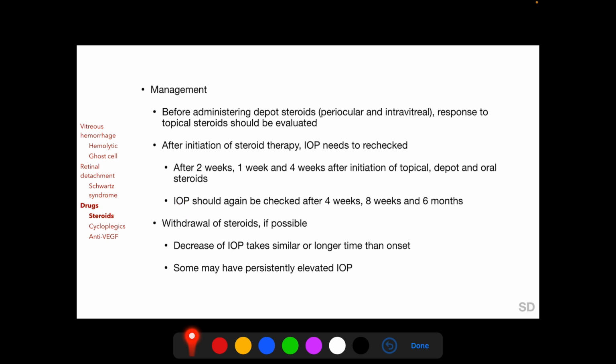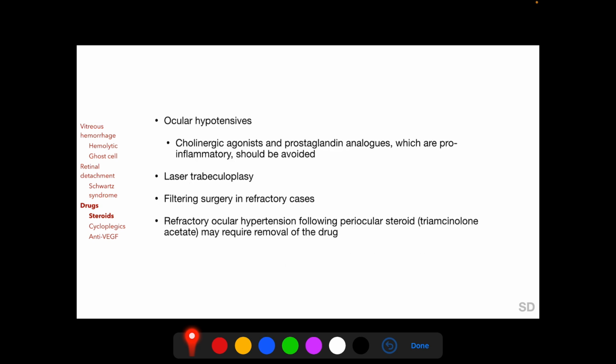In a patient with steroid-induced increased intraocular pressure or glaucoma, steroid should be withdrawn if possible. And following withdrawal of steroids, decrease of intraocular pressure takes similar or longer time than onset of raised intraocular pressure following initiation of steroid therapy. And even after withdrawal of steroids, some patients may have persistently elevated intraocular pressure. The intraocular pressure can be lowered with ocular hypotensives, laser trabeculoplasty, or filtering surgery in refractory cases.